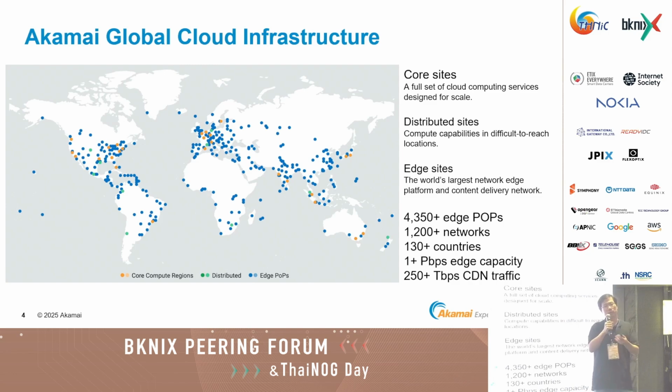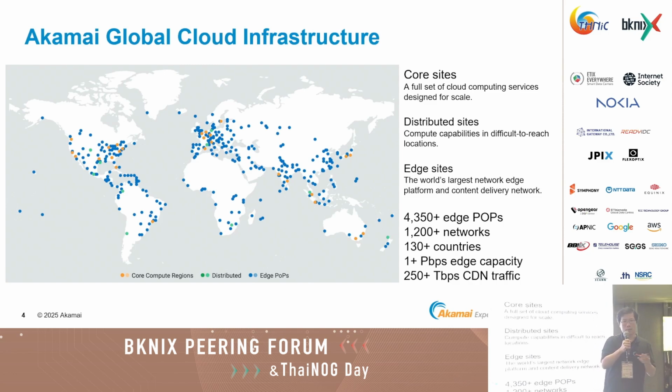This map actually includes our edge PoPs, our CDN cache servers, our network infrastructure, and also our computing. We have core computing sites and also distributed sites. Altogether we have more than 4,000 edge PoPs in 1,200 networks. Of course, in Thailand, we also have a lot of PoPs here.